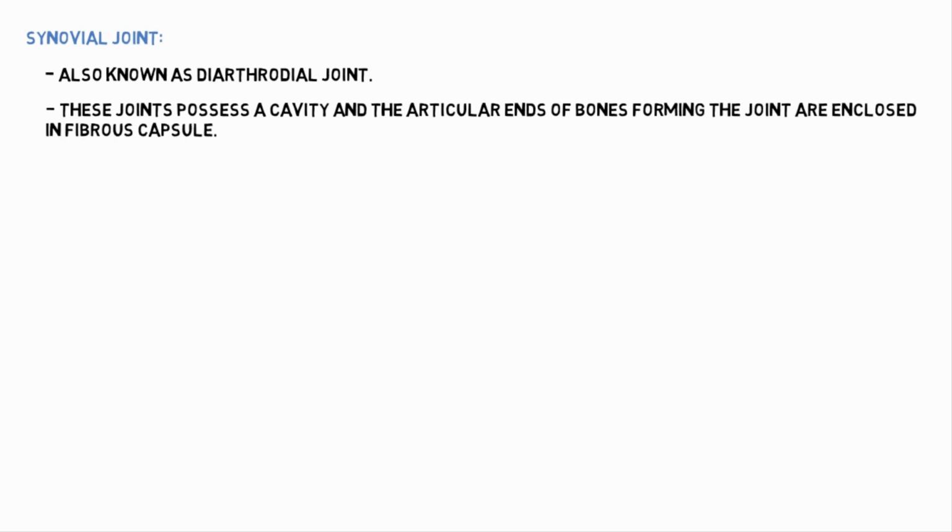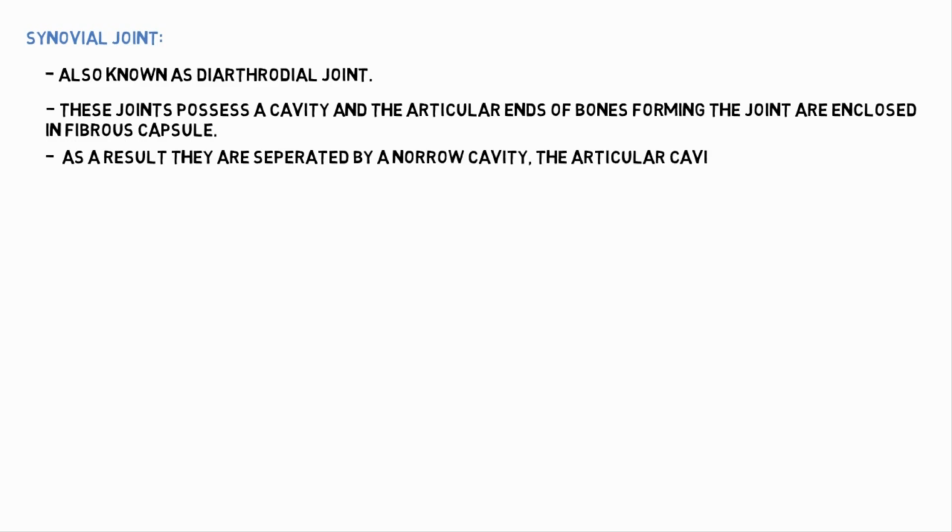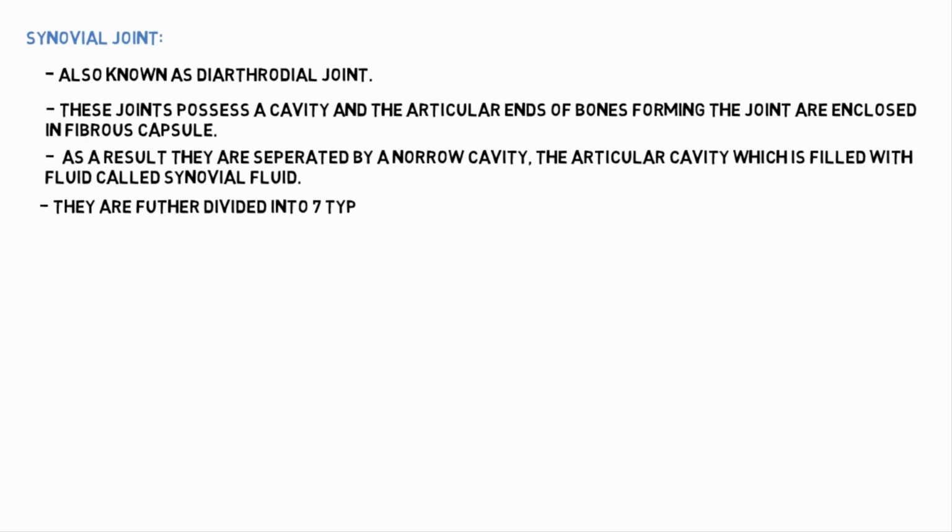Next type of joint under structural classification is the synovial joint, also known as diarthrodial joint. This joint possesses a cavity, and the articular ends of the bones forming the cavity are enclosed in a fibrous capsule. As a result, they are separated by a narrow cavity. The articular cavity is filled with fluid called synovial fluid. That's why they are called synovial joints. Synovial joints are further divided into 7 types.